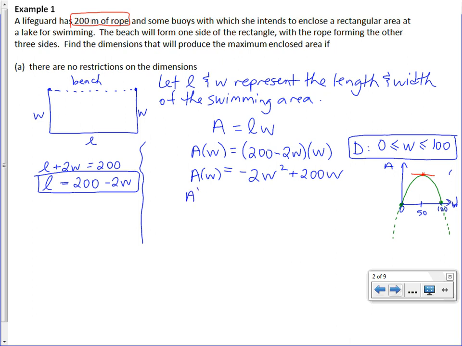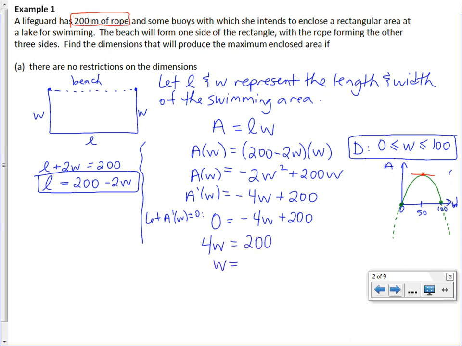A prime at W: the derivative of negative 2W squared is negative 4W. The derivative of 200W is 200. I'm going to let A prime at W be 0. So I have negative 4W plus 200 equals 0. So I have a linear equation here. The easiest way to solve linear is just isolate your variable. 4W is 200. Well, I'm getting a warm and fuzzy feeling. W is 200 divided by 4, 50.